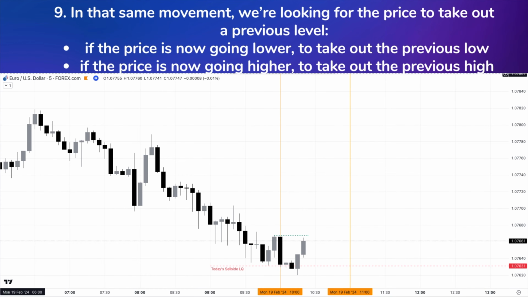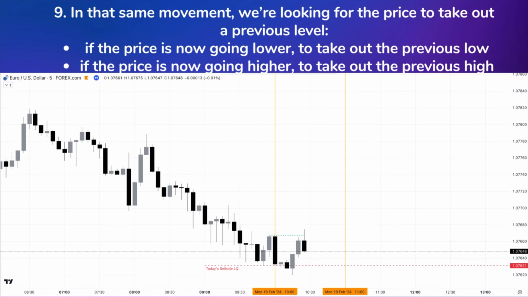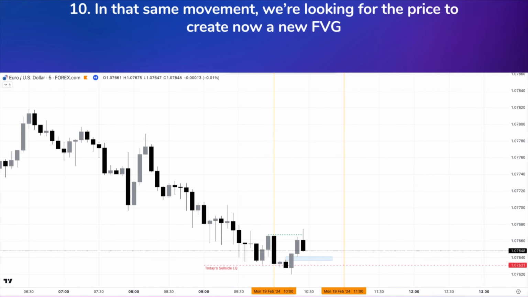Number 9, in that same movement, we're looking for the price to take out a previous level. So if the price is now going higher, which it is, we're waiting for it to take out that previous high, which you can see with the dotted green line. And the price did indeed take that previous high, and it started going a little bit lower. Number 10, in that same movement, we are looking for the price to create a new fair value gap. And so we're waiting for the fair value gap.